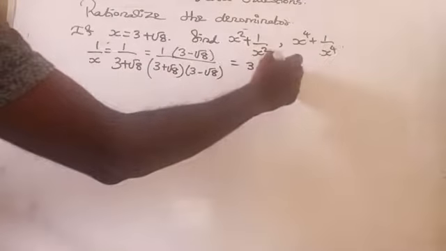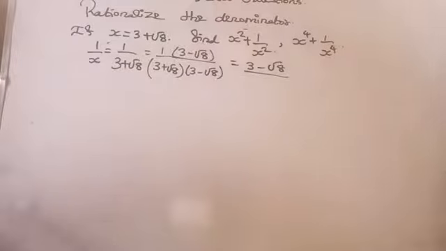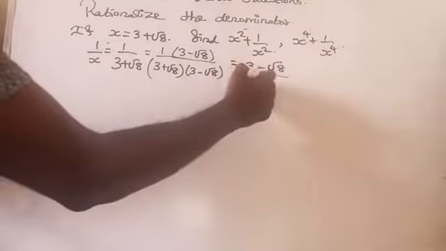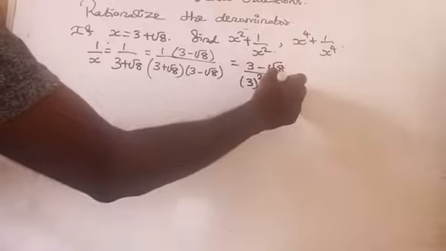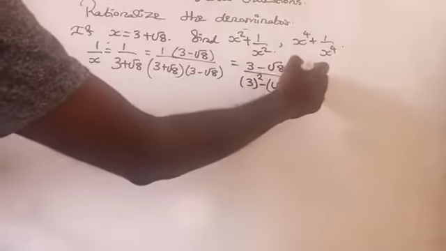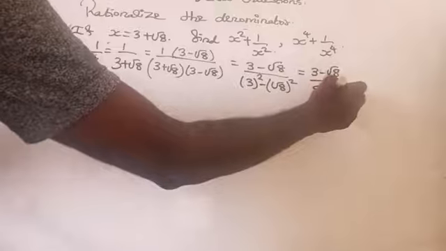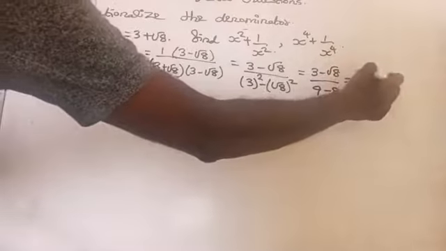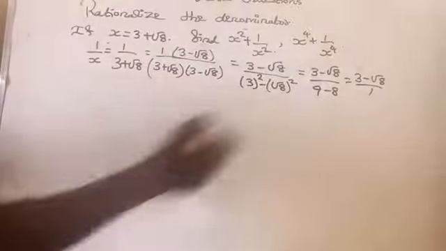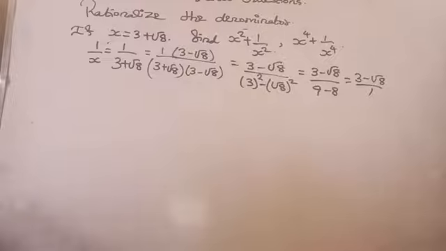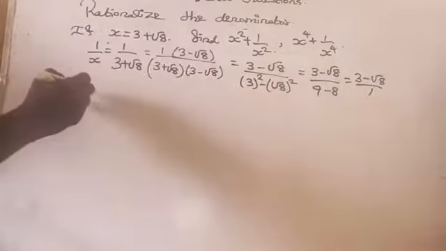So 1 into 3 minus root 8 is 3 minus root 8. Now look at the denominator. It is in the form of a plus b into a minus b. So you can write a square minus b square, that is 3 square minus root 8 the whole square. 3 minus root 8 by 3 square is 9, root 8 the whole square is 8, which is equal to 3 minus root 8 by 1. 9 minus 8 is what? 1 here.